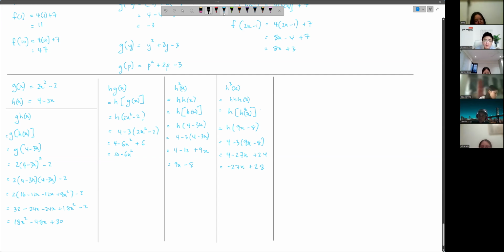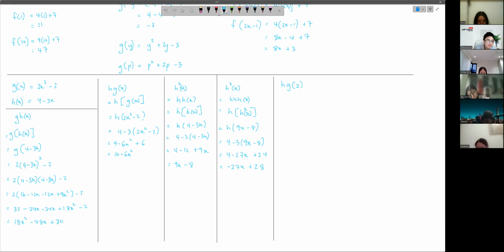Okay, what if the question asks hg(2)? How do we solve this? So this one you can do this. Because we already know hg(x) is this, right? So we just take it equals to 10 minus 6(2) squared. So this is 10 minus 24, which is negative 14.